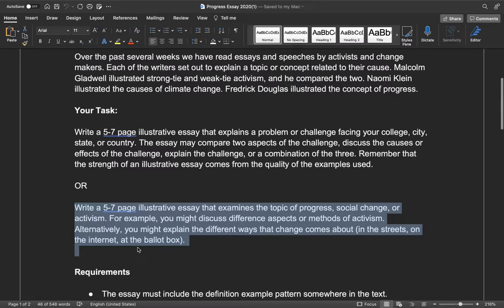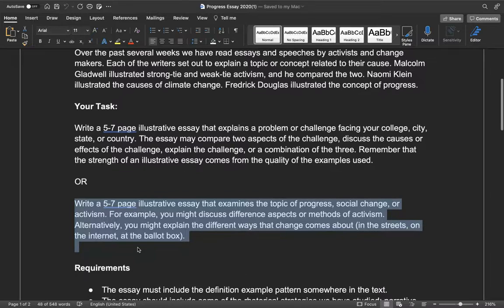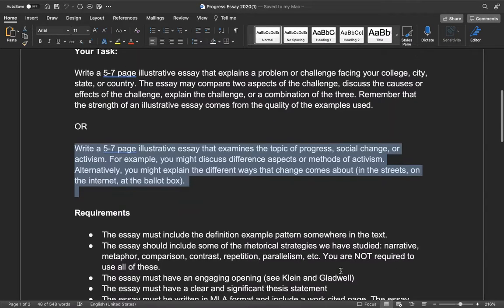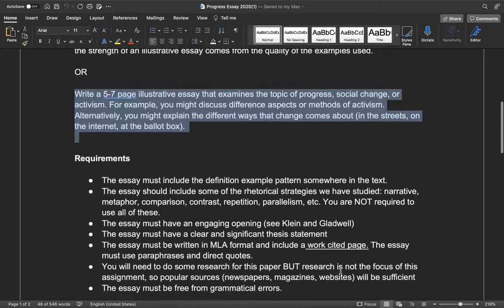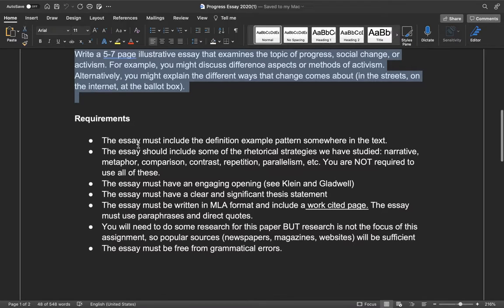The essay itself is going to be due on November 7th. That is your final draft. But over the next few weeks, we'll be working on pieces of this. You can read a copy of this assignment on Blackboard in the Week 8 folder. I want to just draw your attention to some of the requirements for the final assignment.